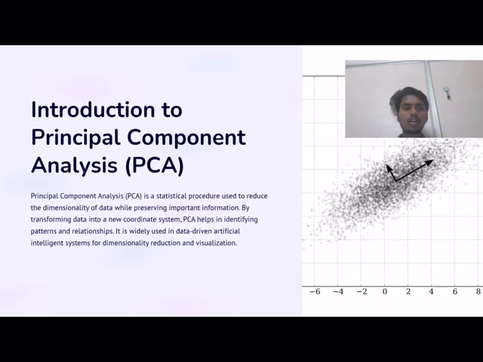The principal component analysis (PCA) is a statistical procedure used to reduce the dimensionality of data while preserving the important information. So, by transforming the data into a new coordinate system, as seen in this graph, PCA helps in identifying the patterns and the relationships.